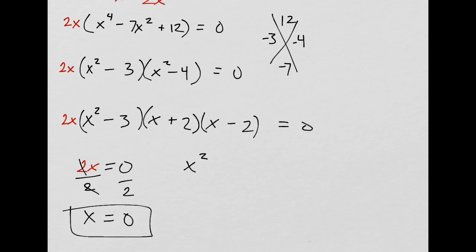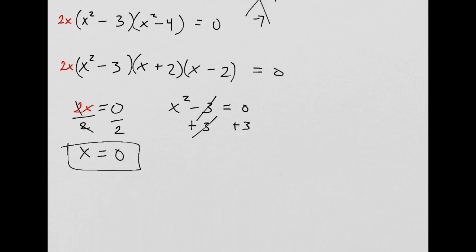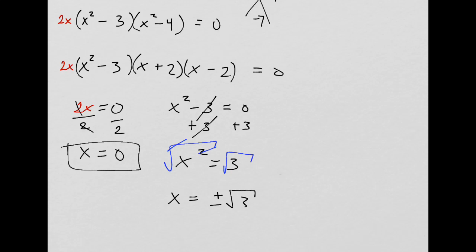X squared minus 3 equals 0. Well, I can add 3 to both sides. That goes away. X squared equals 3. How do I get rid of the square? Hopefully you remember this. I can square root both sides. But remember, every time you use the square root, you have to have plus or minus. So then that's just plus or minus the square root of 3.